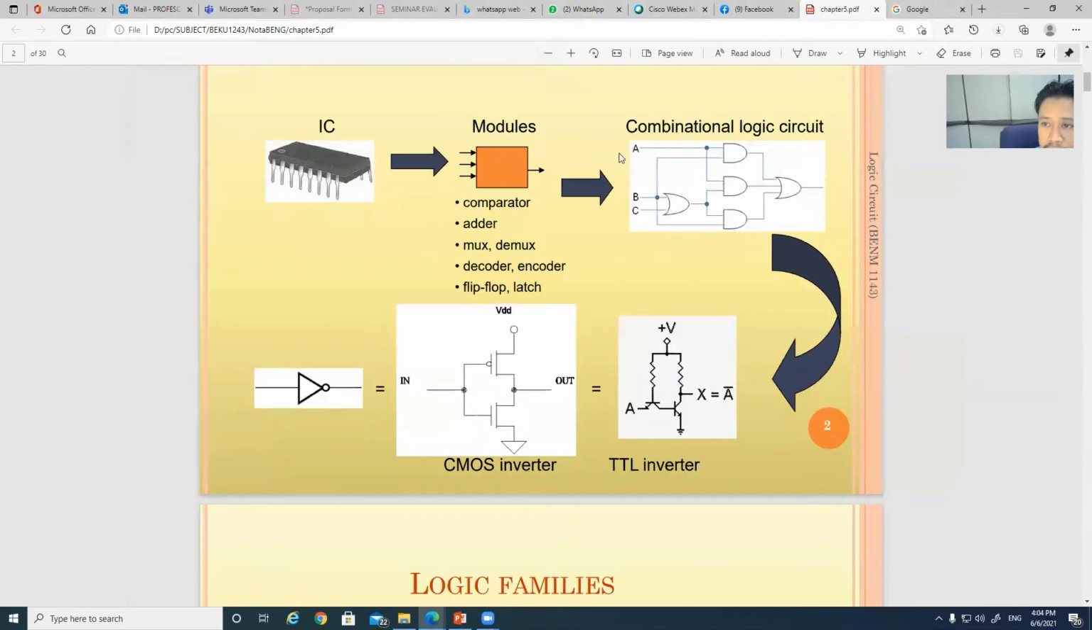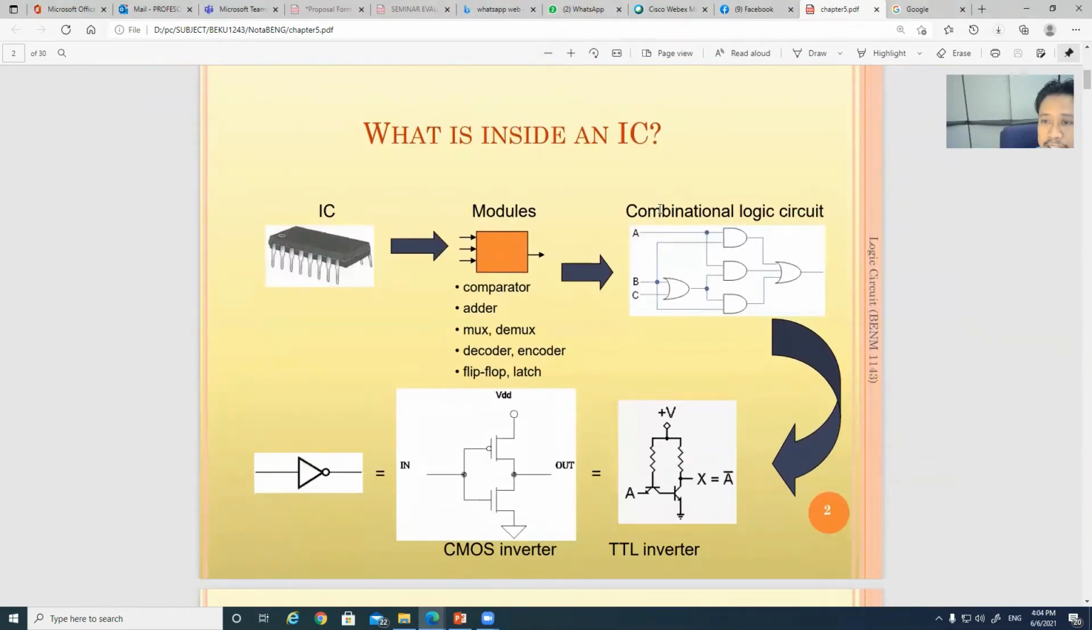So, what is inside an IC? What is inside the integrated circuit? You can see this one. This is our IC, which maybe some of you have already seen. On the IC we have a lot of types, including the small outline IC. I will explain the types of IC after this.